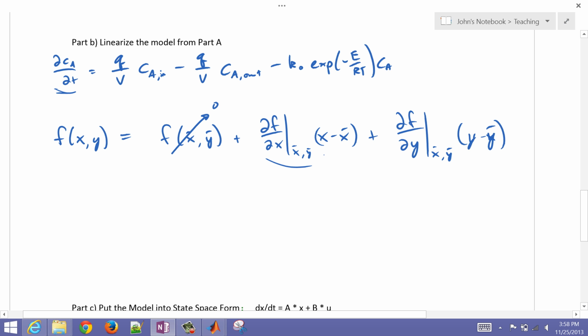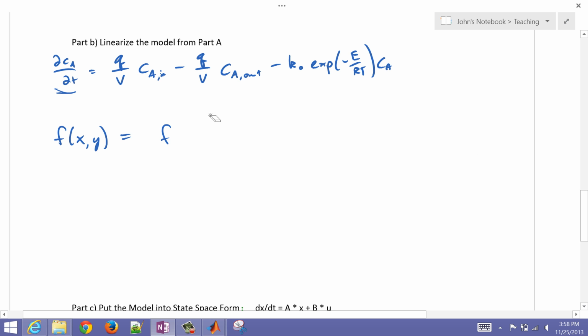So I just need to take the derivative with respect to each of the variables and multiply it by this, which is called a deviation variable. Okay, so I'm going to go ahead and erase that, and let's go ahead and get a linearized expression here.